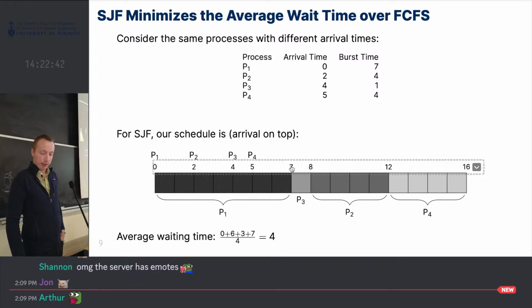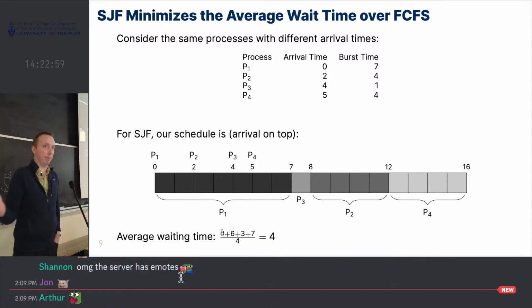For P3, it arrived at time equals 4, executed at time 7, so it waited for 3. And then finally for P4, well, it arrived at 5, executed at 12, and it waited around for 7 time units. So our average waiting time now is 4. So we can use that to base everything else off.